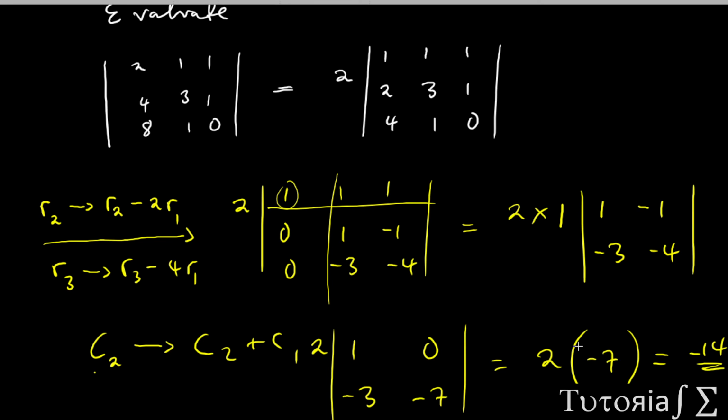Okay, so that is how you use row operations and column operations. And observe that we're using both row operations and column operations to find the determinant. So that is basically how you do that. Let me just do maybe one more example.